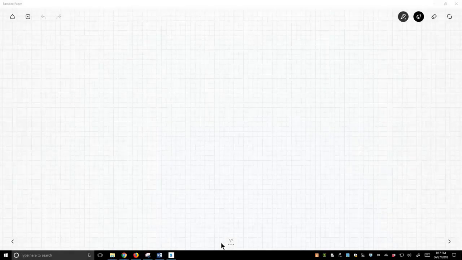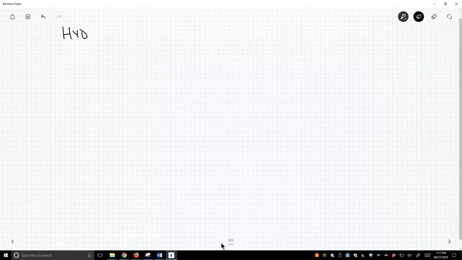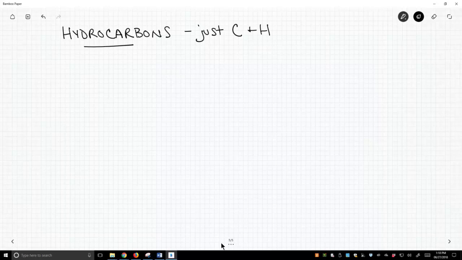The simplest functional groups are the hydrocarbons. So hydrocarbons contain just hydrogen and carbon. We're not going to have any oxygen. We're not going to have any nitrogen or other elements. So of the hydrocarbons, they're going to put them into three different categories.